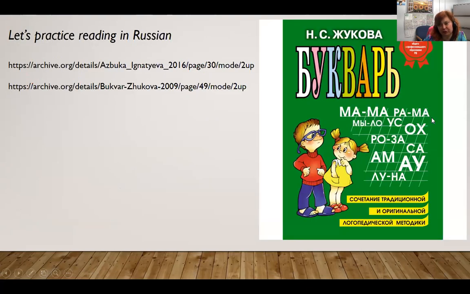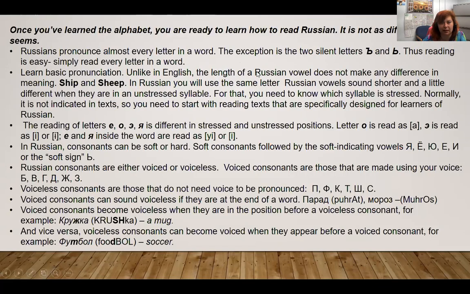Here is the picture of the bukvar, which is the first alphabet book that children use. There are different editions of different types of bukvars, but they're the same. They teach children to read, and children read Russian based on phonics and on reading syllables. So these are two very interesting websites.